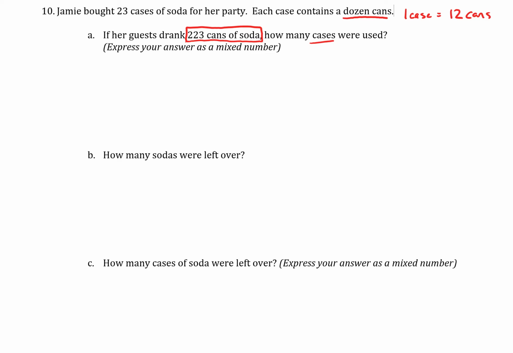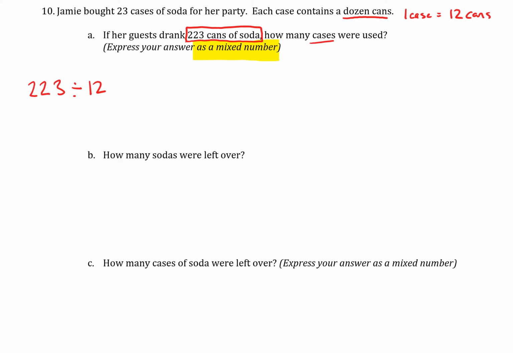Well, one case is 12 cans, so it's basically saying how many 12s, how many groups of 12s are there in 223? So that's telling us that we want to divide. Anytime we're taking one big thing and splitting it up into smaller groups, we want to divide. So we want to do 223 divided by 12. But the directions say express the answer as a mixed number.